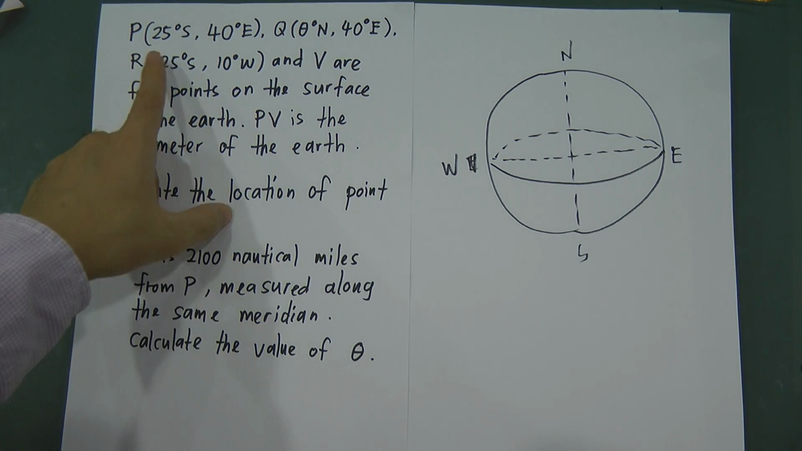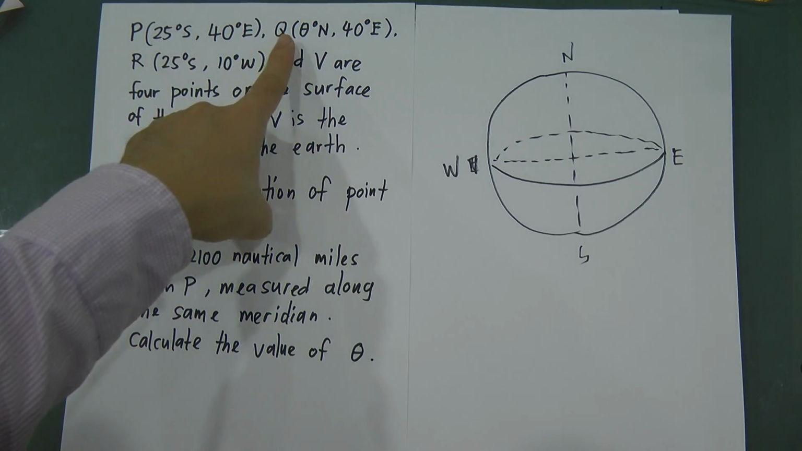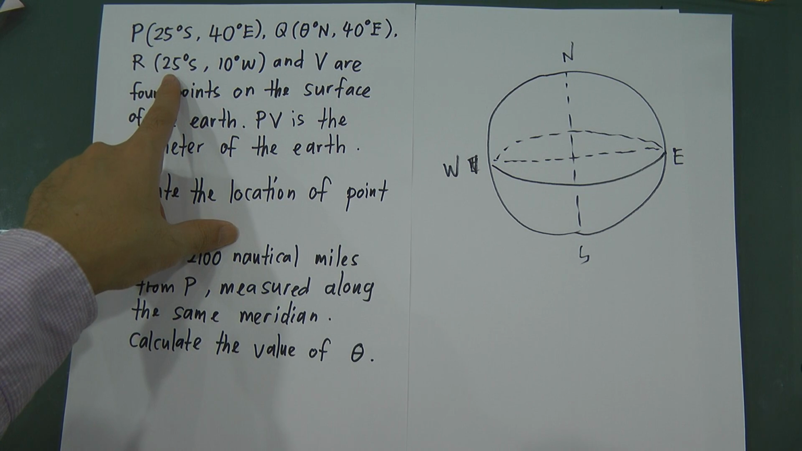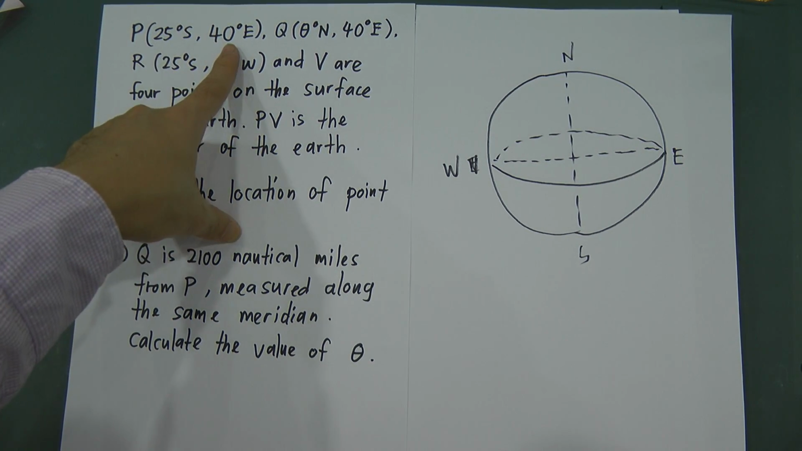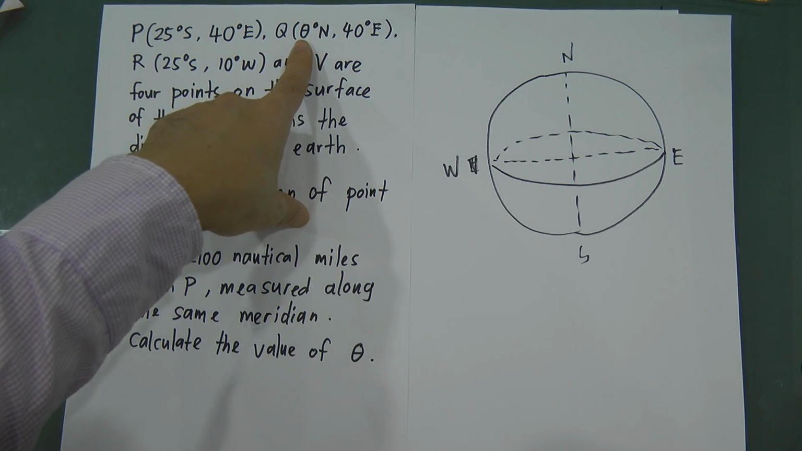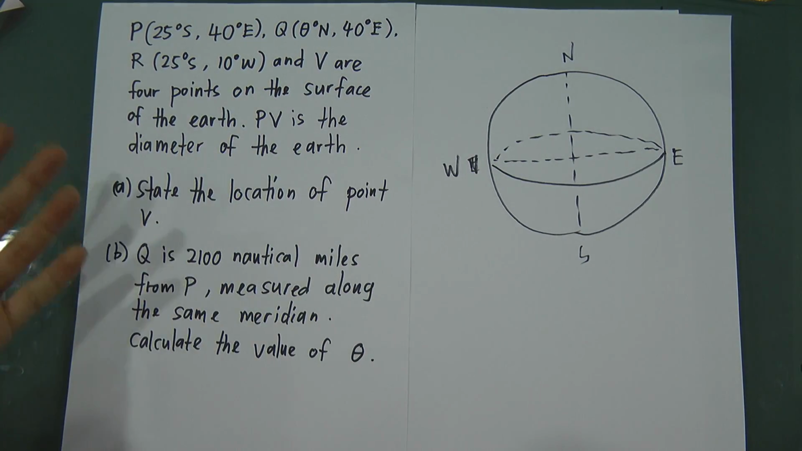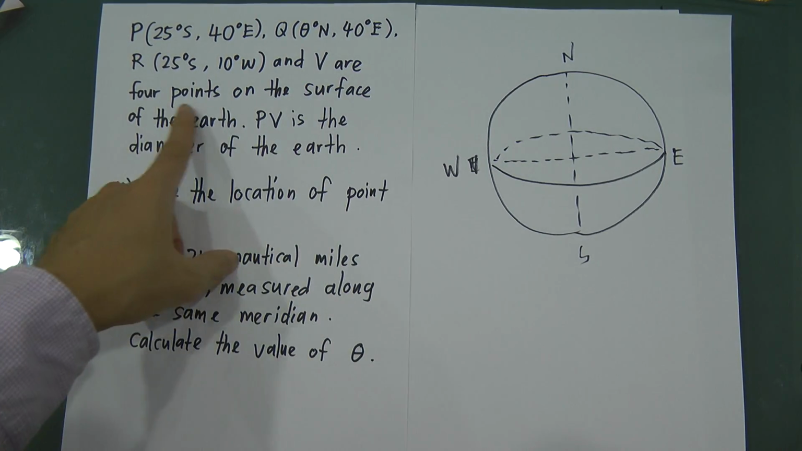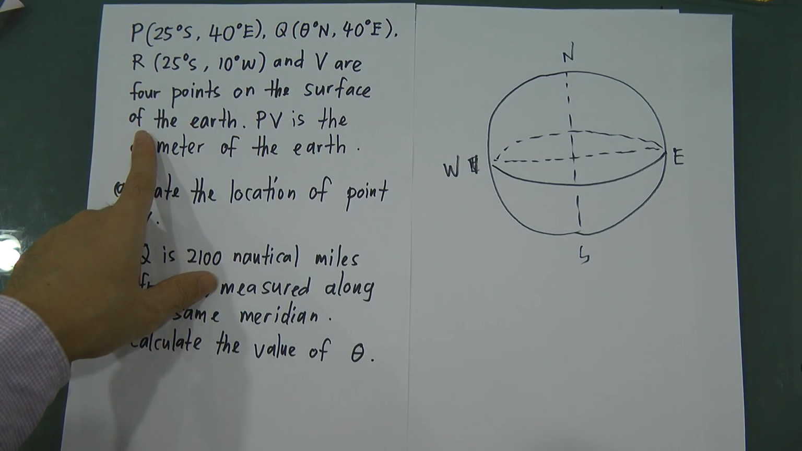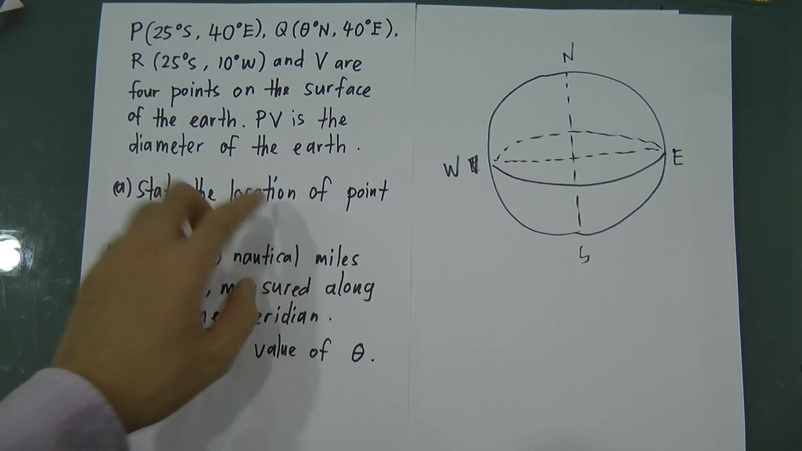First, he gives you the locations for P, Q, and R. P is 25S, 40E, R is 25S, 10W, and for Q he didn't give you the latitude angle, but he gives 40E. He said P, Q, R and V are 4 points on the surface of the earth. He didn't give you V either. PV is the diameter of the earth.